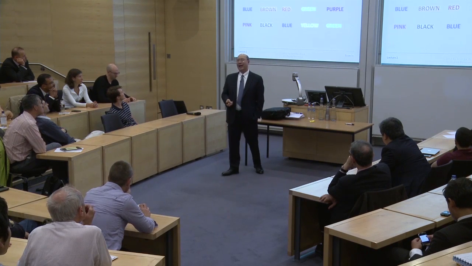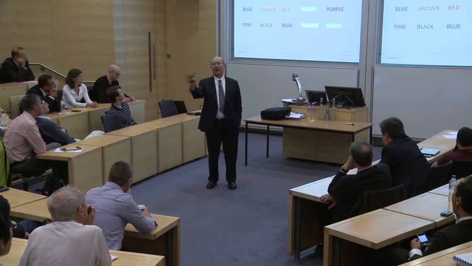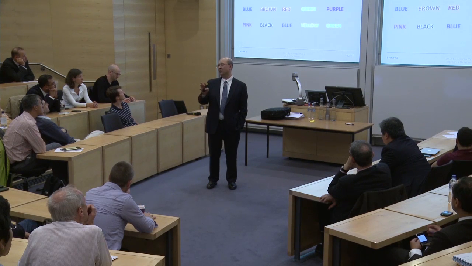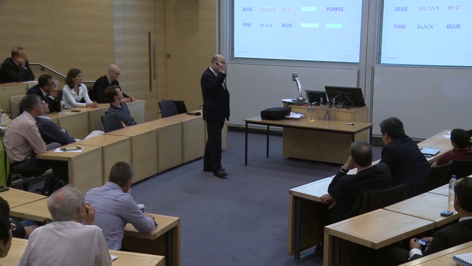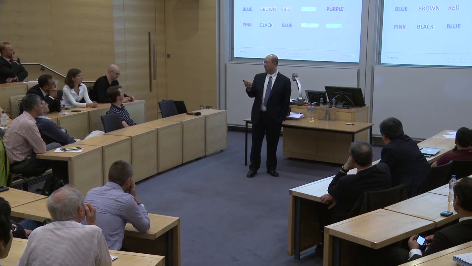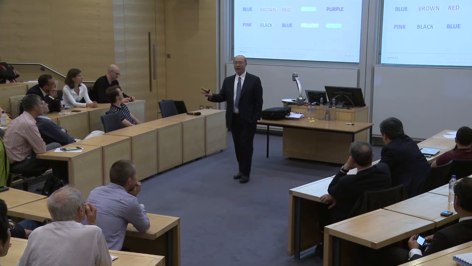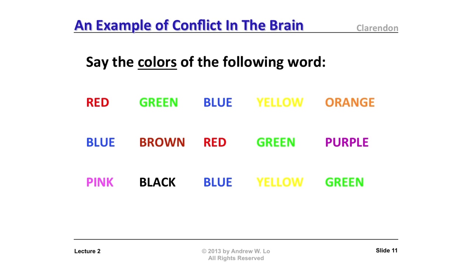Here they are. And what I'd like you to do is to identify the colors of the words from left to right as quickly as possible and say them out loud together with me when I tell you to. Don't read anything, just look at the colors and tell me what color you see as quickly as you can. Everybody understand the task? All right, so here we go. We'll start with red, green, blue, orange, blue, brown, red, green, purple, pink, black, blue, yellow, green. Easy, right?